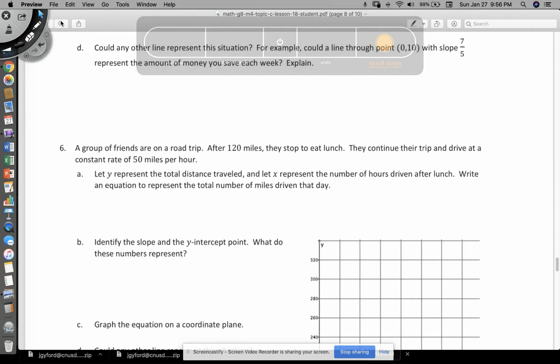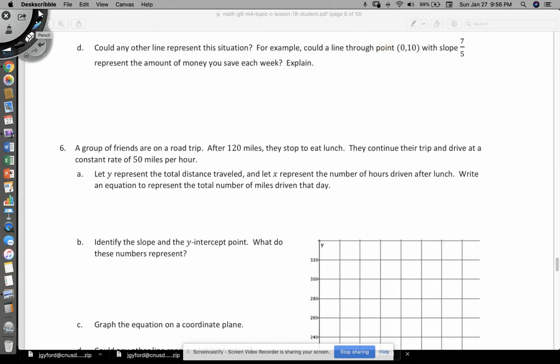So D says, could any other line represent the situation? For instance, could we start at 0, 10 and have a slope of 7/5 and get the same line? Now, if we noticed before, we had the slope of 7/4. So they're saying if we had this 7/5x plus 10, would I receive the same line?